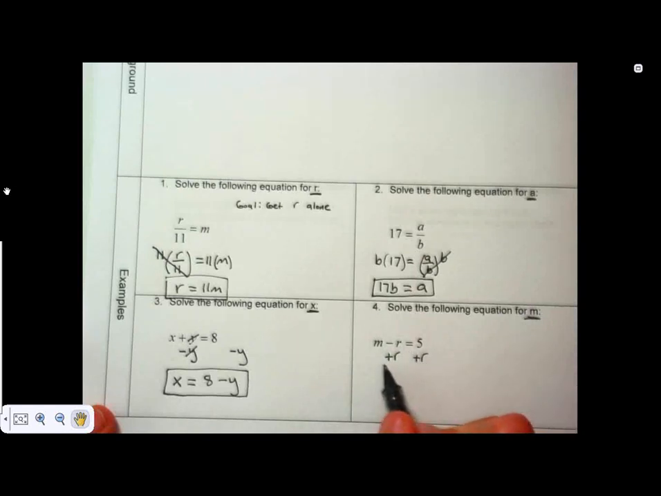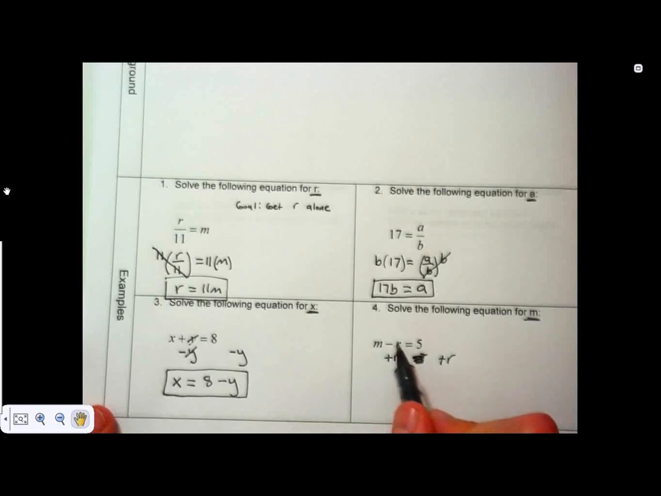And if you look at my work, you'll see a problem. Do you see it? Notice how I've put the r right underneath the 5. I don't want to do that. So instead of writing it there, I want to write the plus r so it's not lined up with the 5, because the 5 and the r are definitely not like terms.